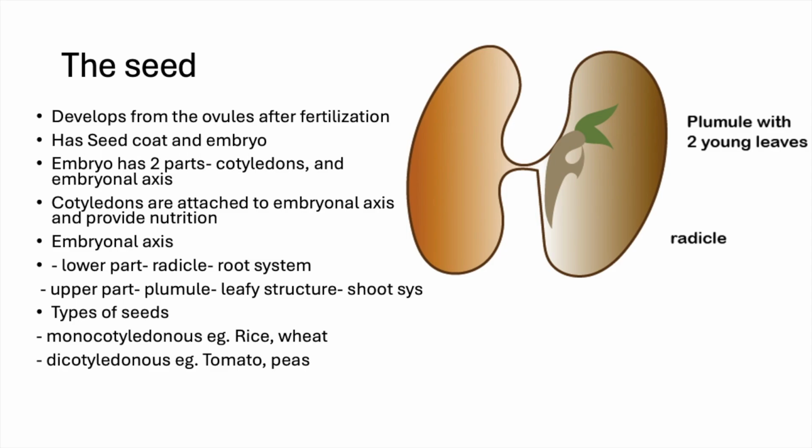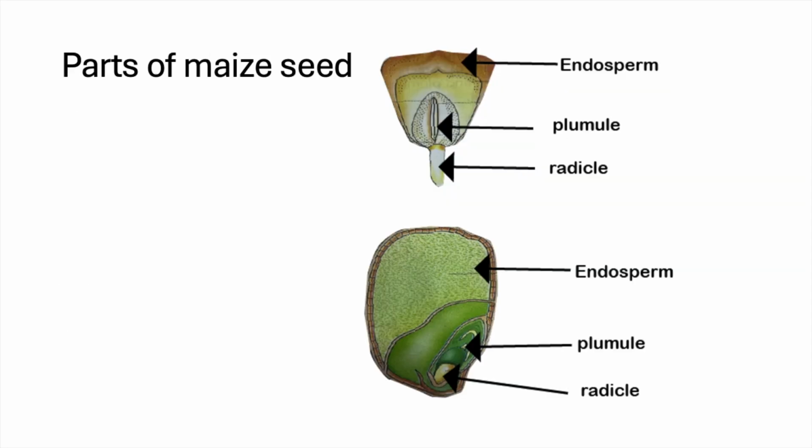The types of seeds are monocotyledonous seeds, as in rice and wheat, and dicotyledonous seeds, example in tomatoes and peas. The parts of a maize seed seen from outside would be the endosperm, the plumule, the radicle, and here below you have the endosperm seen this way, the plumule, the upper part of the embryonal axis, and the lower part is the radicle.